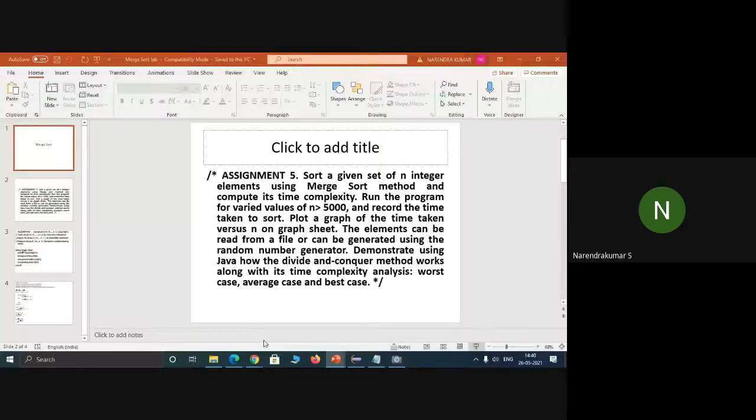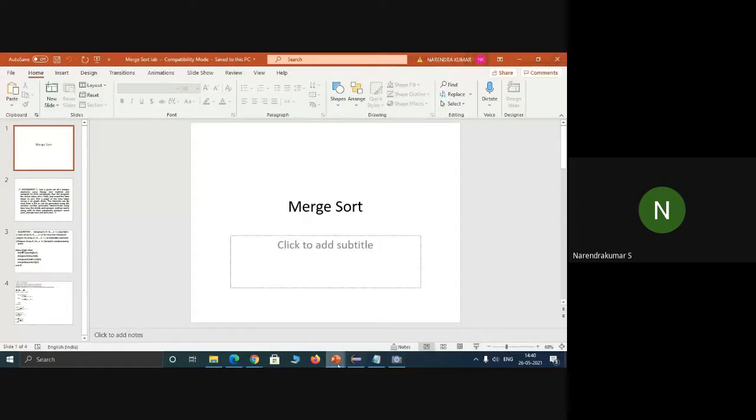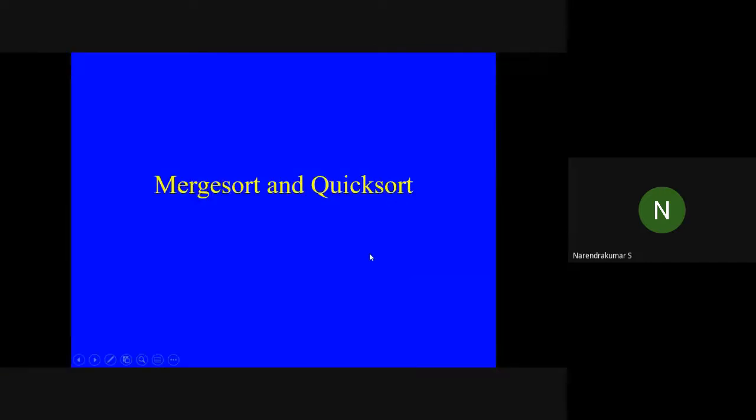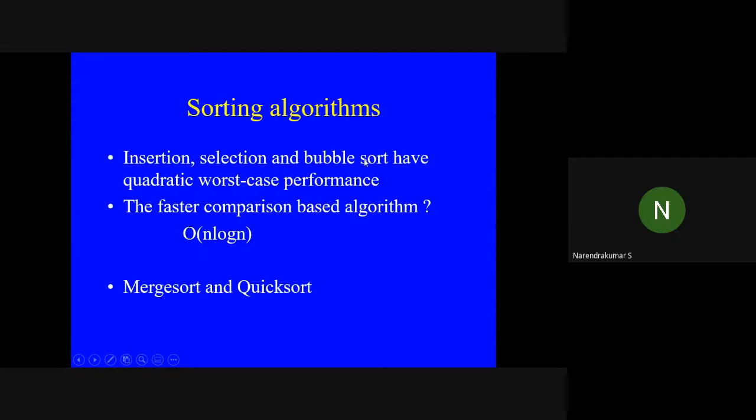Now you can see the same thing here. I have a PPT for you, so just go through that. It's with respect to sorting. This is merge sort and quick sort. So here we have sorting algorithms. We know different sorting algorithms: insertion sort, selection sort, bubble sort, the quadratic ones, all those things we know. But we have merge sort and quick sort, because they are going to consume less time compared to these.